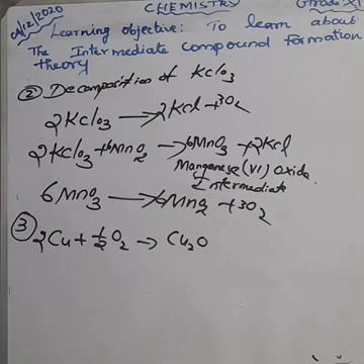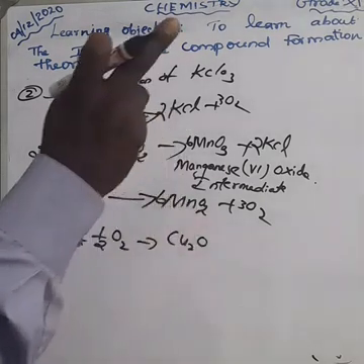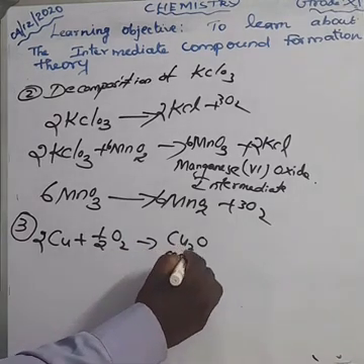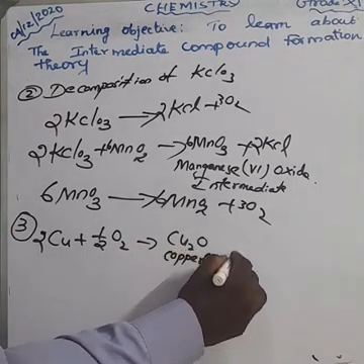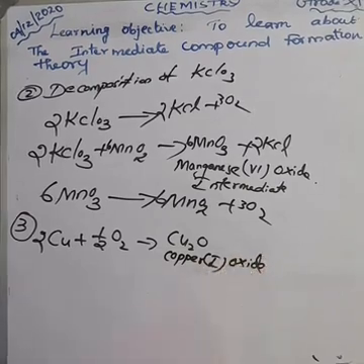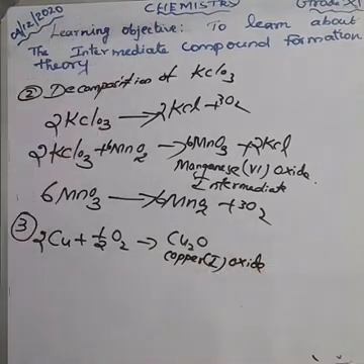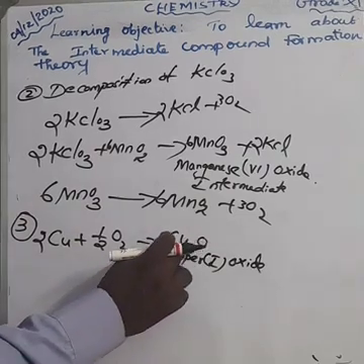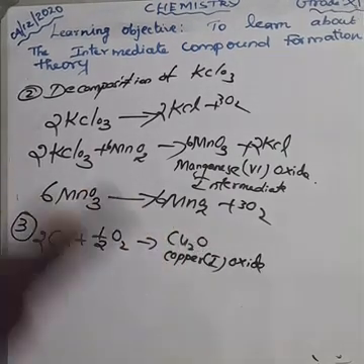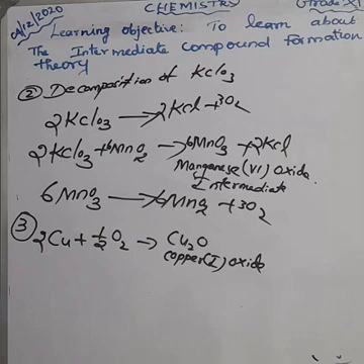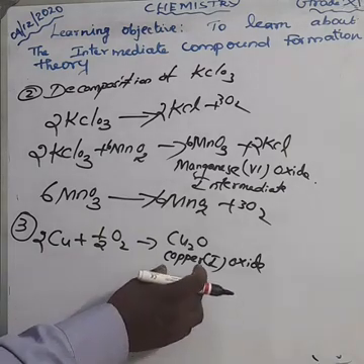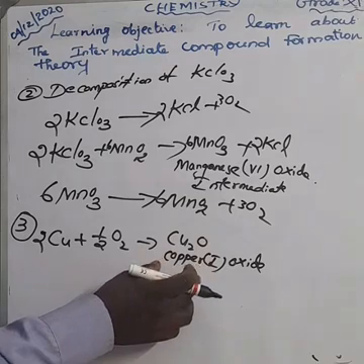What's the name of this compound? Copper(I) oxide, otherwise we can say dicopper oxide. Dicopper, because copper having 2. Anyhow, as you understand, this is one of the intermediates. Copper(I) oxide is an intermediate.